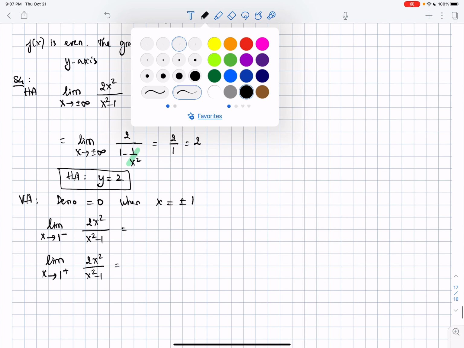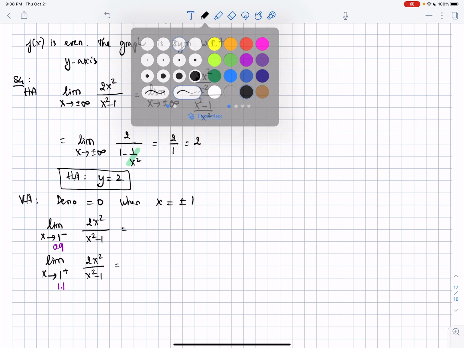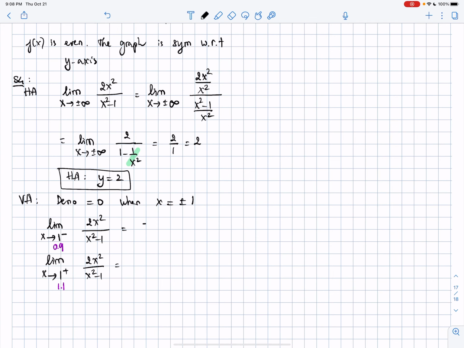Okay, so what can you think about? 1 negative means 1 on the left side, so you think of something like 0.9. And 1 plus means 1 on the right side, so you think about 1.1. So you plug in 0.9. On the top will be positive. In the bottom will be 0.9 squared minus 1. 0.9 squared is still less than 1, so this will be negative. The answer will be negative infinity.